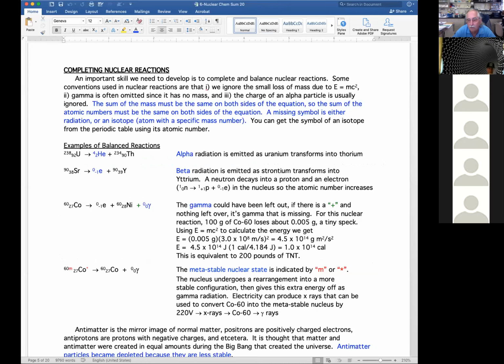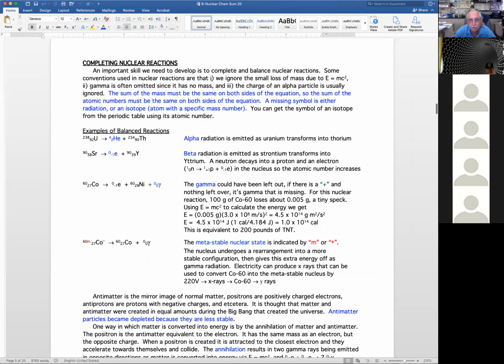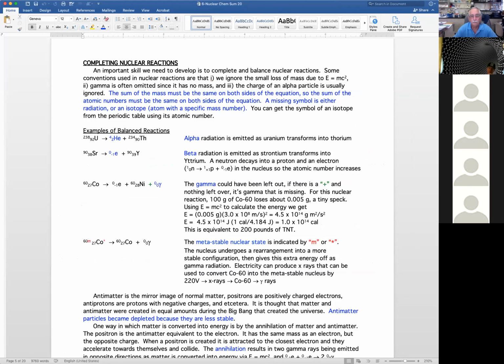And so here's where we left off in chapter 6. You can think of this chapter as having a couple of skills. One of the skills is being able to complete nuclear reactions.